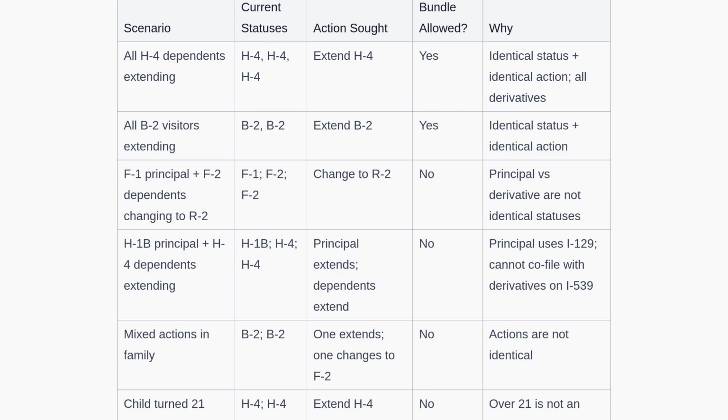In the H1B principal plus H4 dependent situation, the principal uses a different form entirely, so they cannot be co-applicants on I-539. Mixed actions within a family, such as one person extending while another changes status, break the identical action requirement. Finally, a dependent who has turned 21 is not an eligible co-applicant on I-539A.